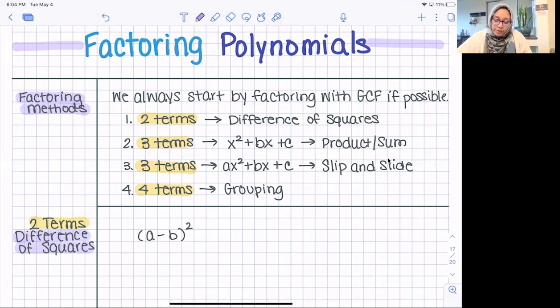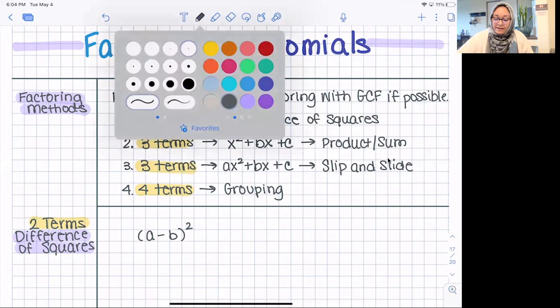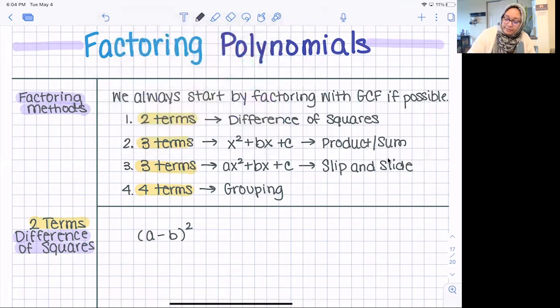So this is not going to work, for example, if I have a sum of squares. I cannot use it for that kind of binomial. It has to be a difference. Okay, so when I see this binomial raised to the second power, this will factor to a minus b times a plus b. It's that simple. This will factor to a minus b times a plus b. So I'm just going to highlight this so that it'll stand out when I look at my notes.